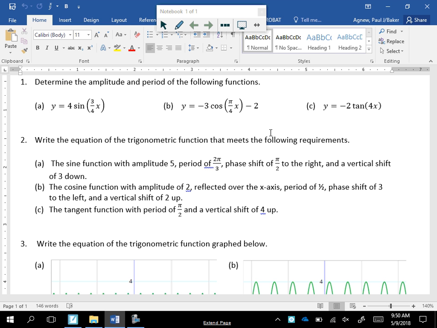Then you're even going to have some real application kind of problems similar to what we have in number 4 on this class starter. So looking at number 1, it says to determine the amplitude and the period of each of these functions. We'll have to hold off on C until after we go through the graph of tangent. But for A, what would be the amplitude? 4.